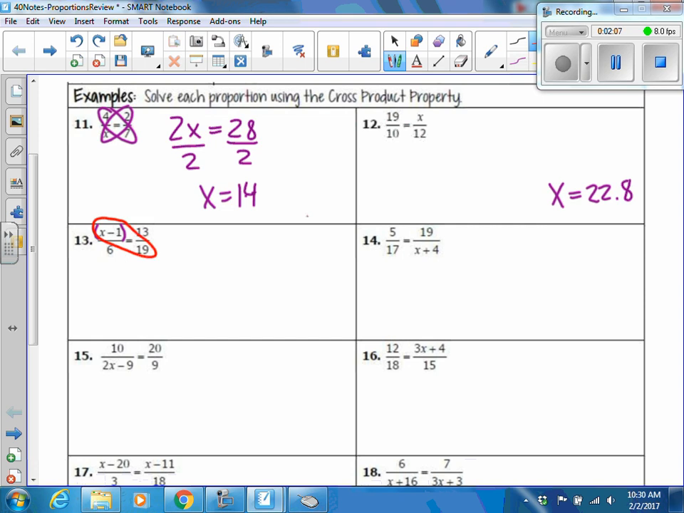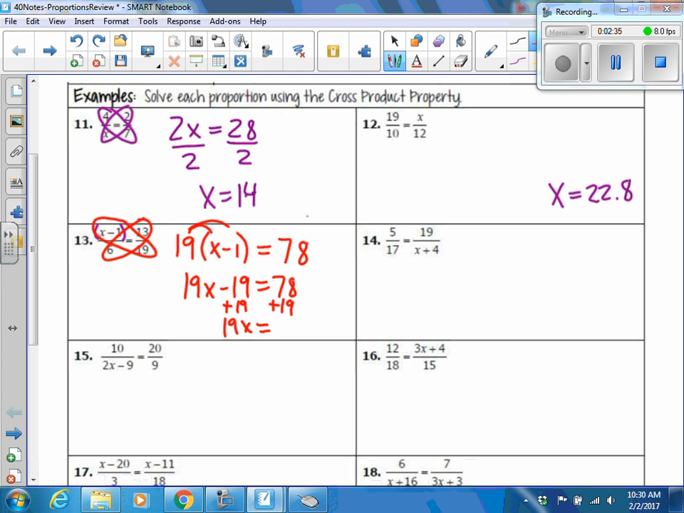So just using a different color, let's go ahead and cross multiply. So I've got the 19 times my binomial in parentheses, x minus 1, and the 13 times the 6 is actually equal to 78. So we're going to distribute that 19, so we get 19x minus 19, still equal to 78. I'm going to add the 19 over, so 19x is equal to 97, divide it by 19, and then x is equal to 5.1.